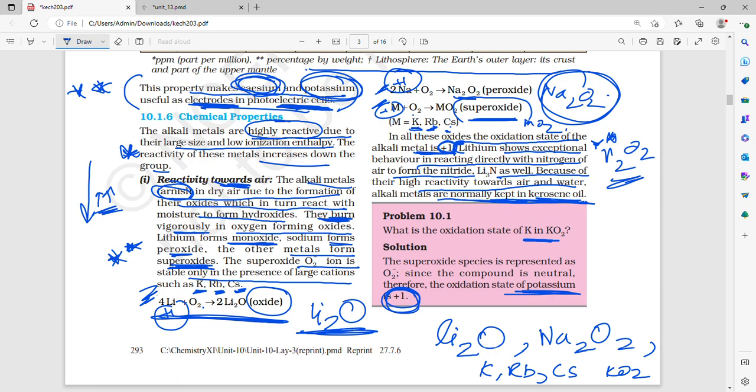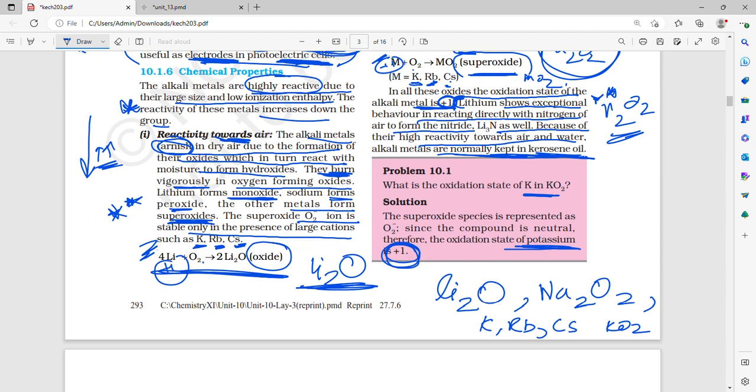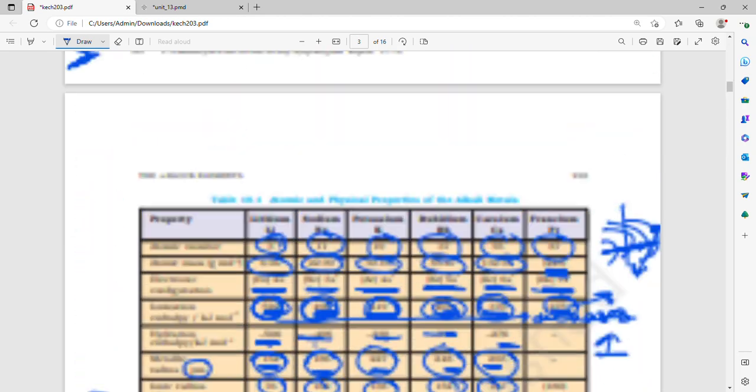Lithium shows exceptional behavior on reacting directly with nitrogen to form nitride. That is, lithium is the only one in the entire alkali metal group which directly reacts with nitrogen to form nitride, and it also forms a hydrated salt, that is LiCl.2H2O. It was LiCl.2H2O, right?